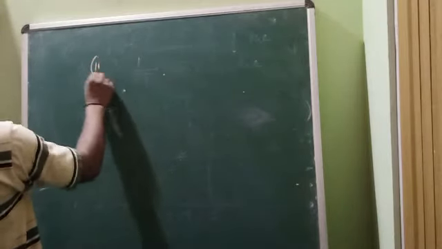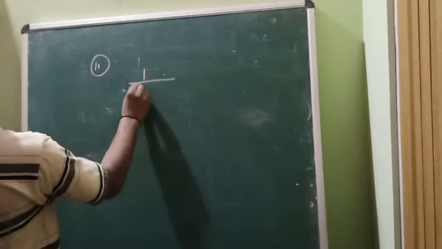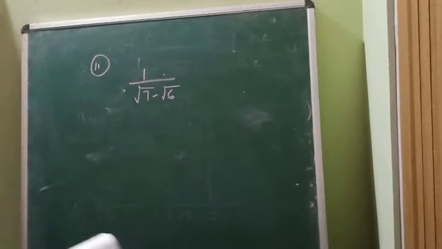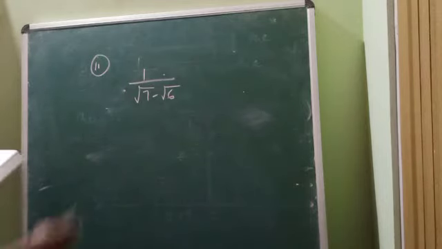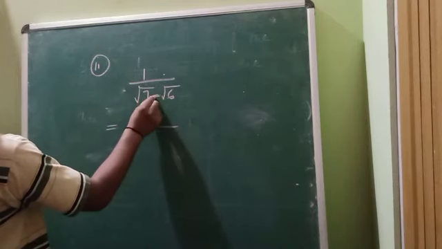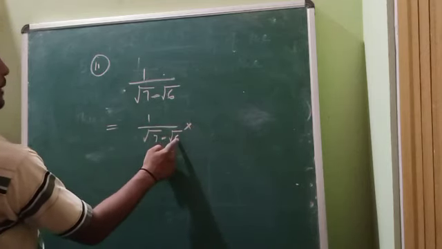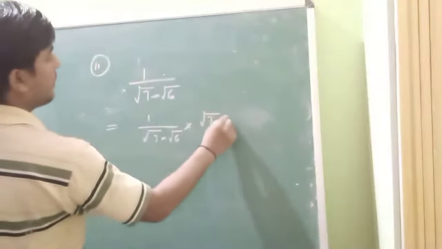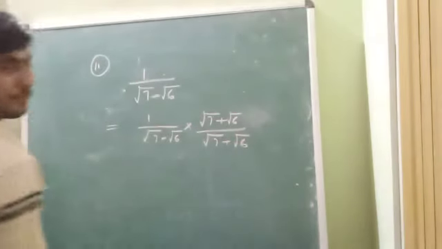Question number 2. 1 by root 7 minus root 6. So here you have to rationalize the denominator. The denominator is root 7 minus root 6. Here you have a combination. You have to see this combination consists of what? Minus or plus? Minus. So you have to multiply by the same combination, but with the opposite sign. Multiply with denominator and numerator root 7 plus root 6 by root 7 plus root 6. It is balanced? Yes.